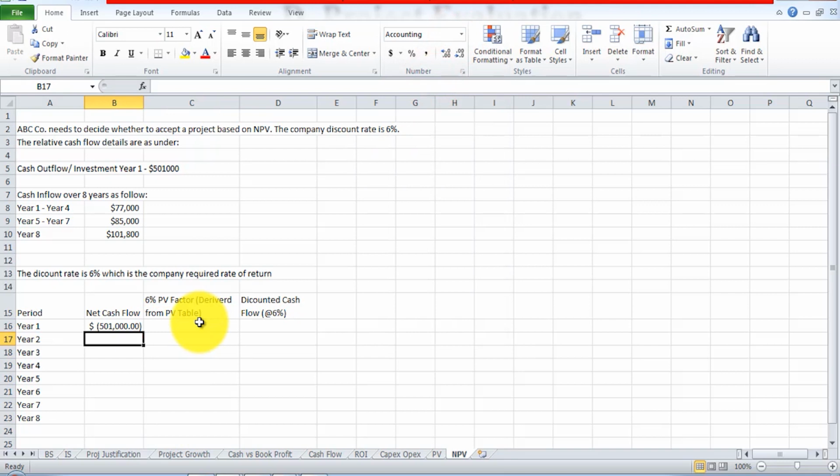In the next year, from year 1 to year 4, the company is going to have the first cash flow. Year 1, obviously there's a cash outflow and it does not start earning from year 1. From next year onwards, it's going to have a net cash inflow of $77,000 up till year 4, $85,000 from year 5 to year 7, and lastly, it's $101,800.